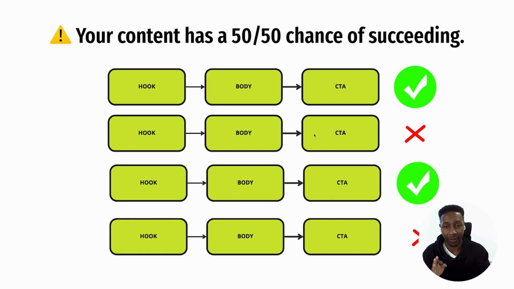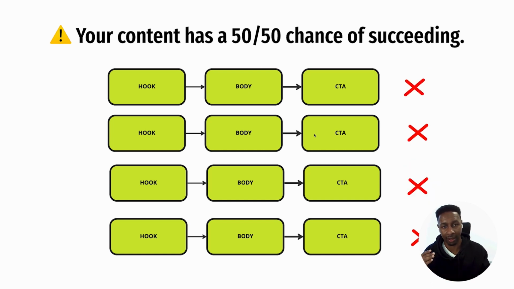But the fact is, yes, you have a 50% chance of succeeding, but you could flip a coin four times and it doesn't mean you're going to get two heads and two tails. You could all of a sudden get four tails. So imagine you did spend $200 on your content, and all four of them failed.